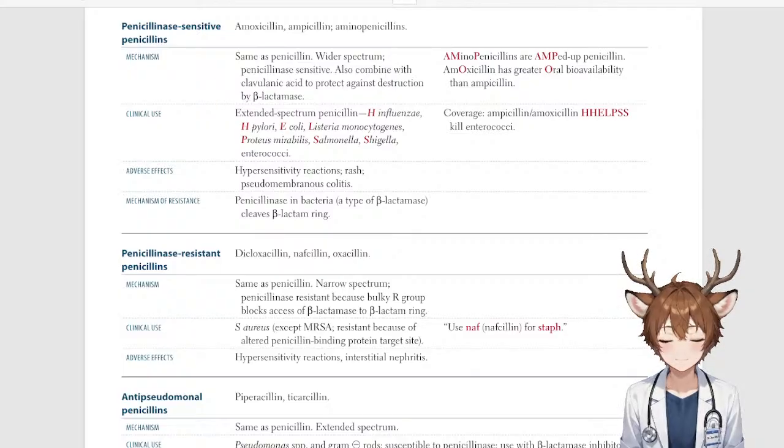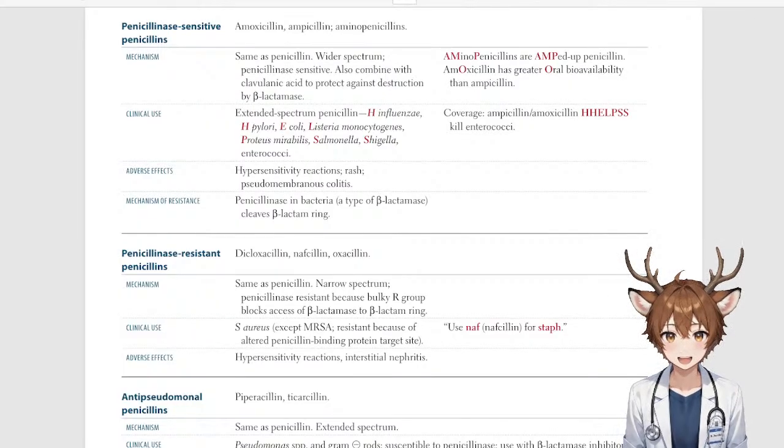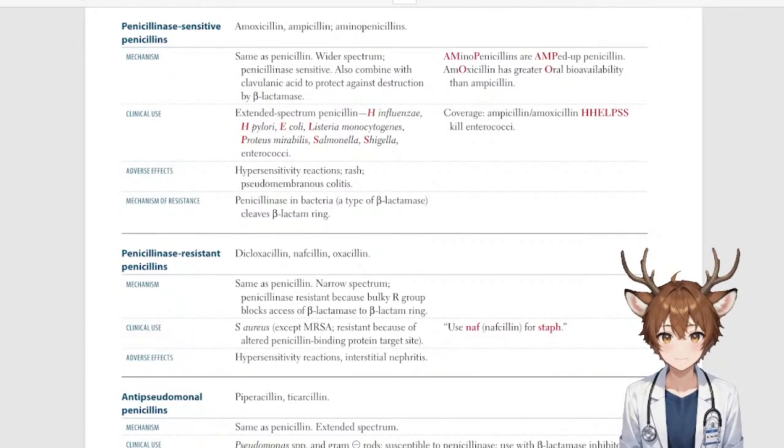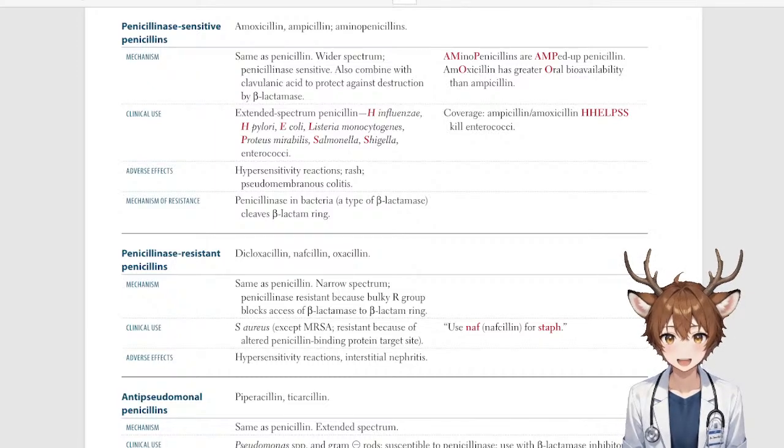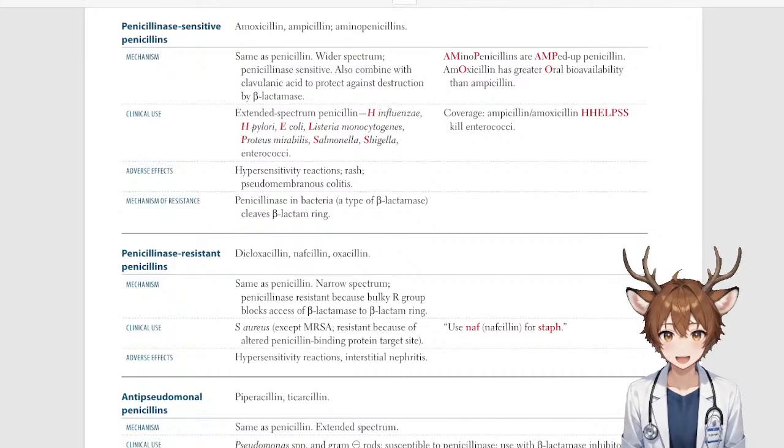The adverse effects: hypersensitivity reactions, rash, pseudomembranous colitis. Mechanism of resistance: penicillinase, a type of beta-lactamase, cleaves the beta-lactam ring.